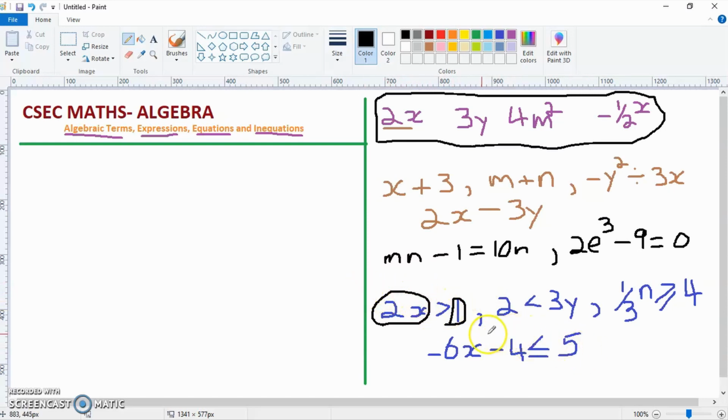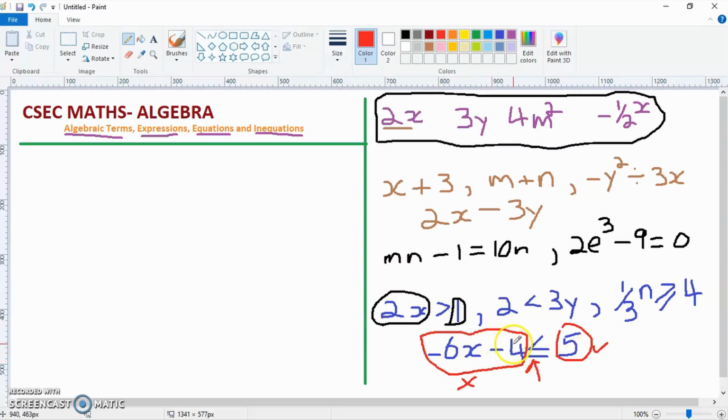Let me use a different color ink. This side here and this side here are separated by an inequality sign. However, the 5 is an algebraic term, but the negative 6x minus 4 is not an algebraic term. This is what we call an algebraic expression, because it's a combination of more than one algebraic term. So when you have more than one algebraic term combining together, you get an expression.